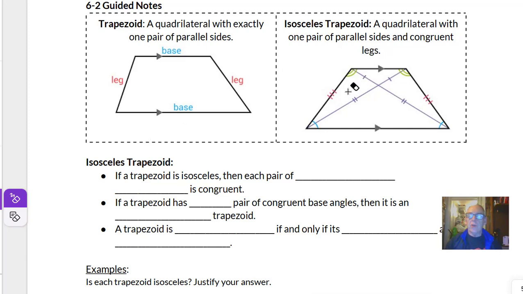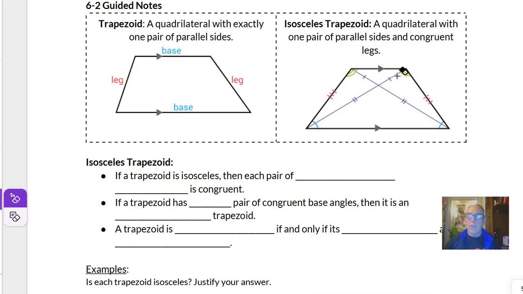In an isosceles trapezoid, we have a pair of congruent legs. So we have one pair of parallel sides, and then the other two sides are congruent. We call those the legs. In an isosceles trapezoid, the diagonals are congruent to each other. Also, the base angles are congruent.